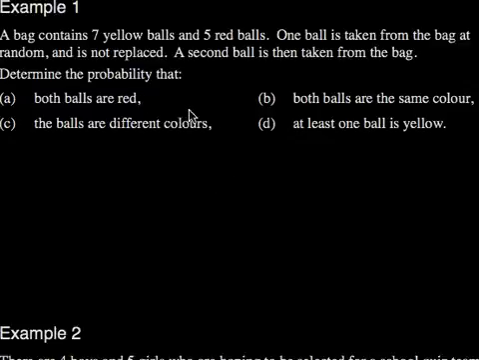This time things are a little bit different. You've still got 7 yellow balls and 5 red balls, all right? So let's drop that down. We've got 1, 2, 3, 4, 5, 6, 7, and 5: 1, 2, 3, 4, 5. In total here, you've got 2 sixes, 12. You've got 12 balls here.